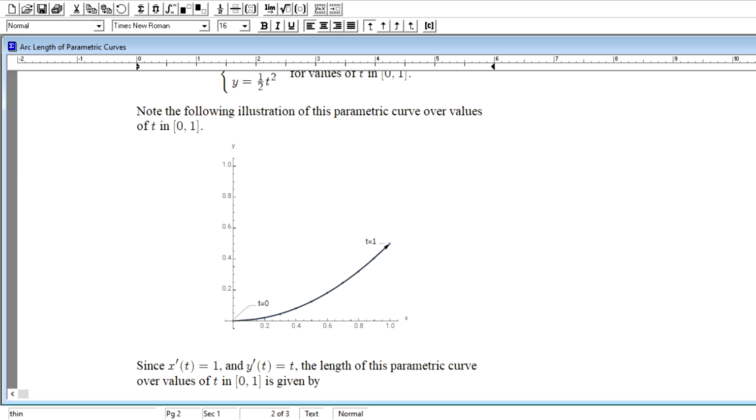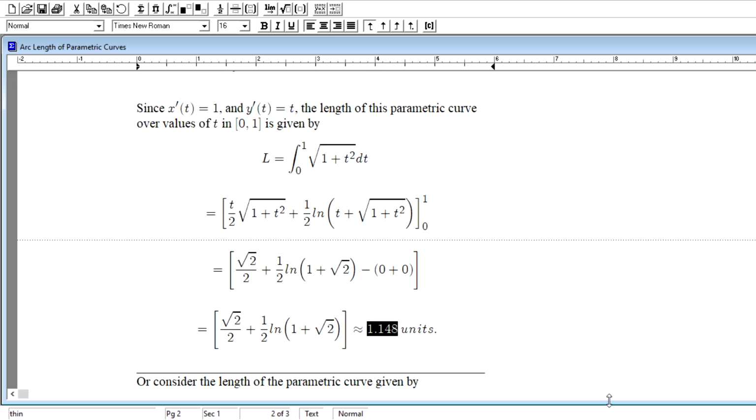And that does seem appropriate. If we consider the length from here to here, it is certainly going to be greater than 1. The length from here to here is 1. This distance from here to here is certainly going to be greater than 1. And 1.148 seems like a reasonable approximation. It's not out of line by any means.